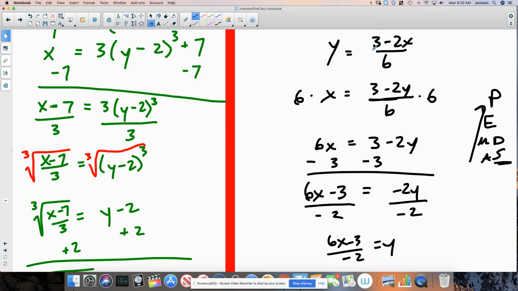Okay, and again, check the operations. Multiplication by 6, the addition of 3, and timesing by negative 2. Now we're dividing by negative 2, subtracting 3, and multiplying by 6. So all of our inverse operations are down here. Check.